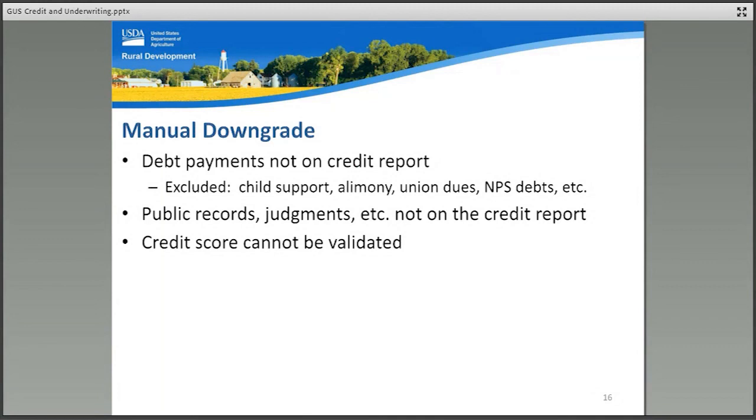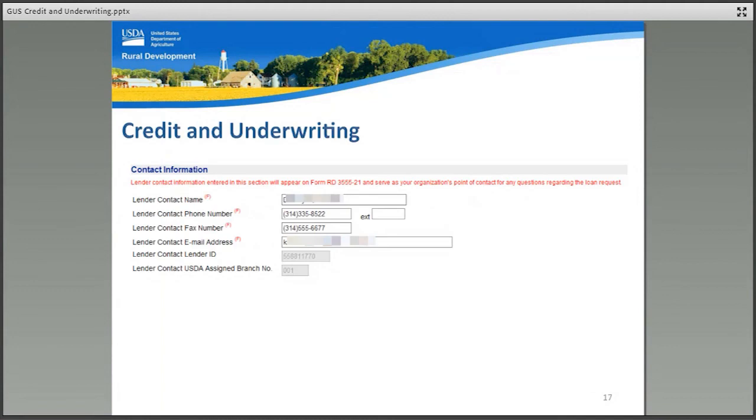Public records or other adverse credit of which the lender is aware, but that was not reflected on the credit report. And credit scores that cannot meet applicable validation requirements. While additional situations may apply, these are the most common reasons. Approved lenders may downgrade any application for any reason as they determine necessary.